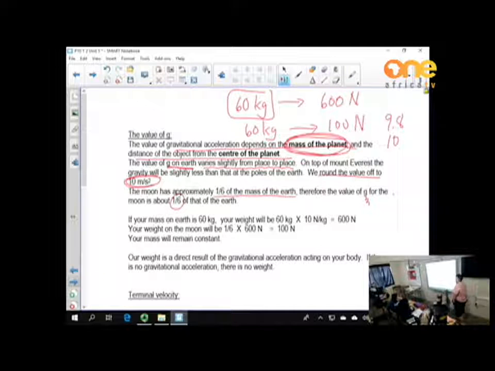So if your mass on Earth is 60 kilograms, your weight would be 600 newton. So if you go to the moon, your mass is still 60. You've not lost an arm and a leg. The amount of matter is still the same. But what happens to your weight? It becomes less. Okay.